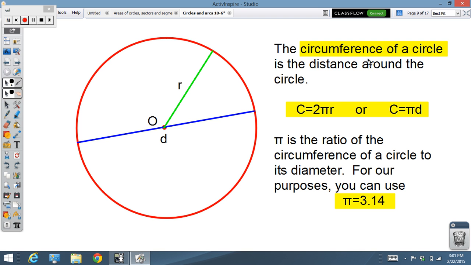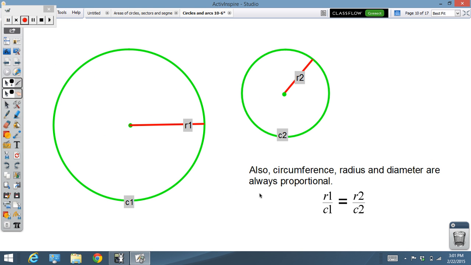Now, that distance around a circle, we name it the circumference of a circle. And we use the formula that the circumference is 2 times pi times the radius, or the circumference is equal to pi times the diameter. Same thing, either works, and we can usually use 3.14 for our value for pi and find out the length of a circle in feet, inches, whatever. The distance around a circle is called the circumference. Okay, now keep in mind always, circumference, radius, diameter, they're always proportional. Okay, you may find these proportions handy in some of the problems that you're going to do.